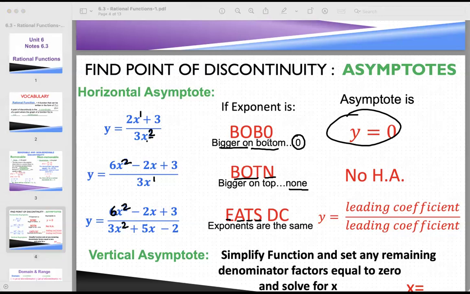The way I taught this, I didn't say bigger on bottom, bigger on top, exponent. Instead, I said m is greater than n, m is less than n, m is equal to n. M is the degree of the numerator. M equal to n means you take numerator by denominator. M less than n means y equals 0. M greater than n means there's no horizontal asymptote, but a slant asymptote will come. You got it? What questions do you have?